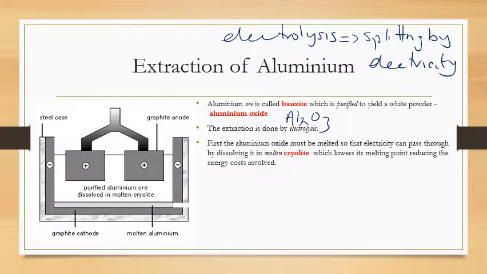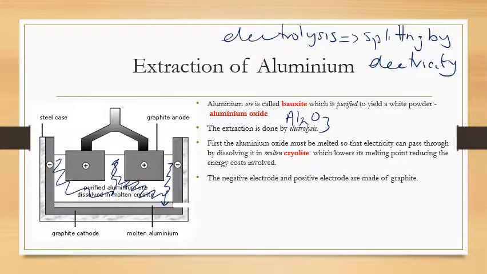Okay, and there's the diagram there of what's actually happening. You've got your graphite anodes, okay, because graphite carbon's not very reactive, and you've got purified aluminium ore dissolved in molten cryolite as a liquid, okay, all around here. Okay, it's all dissolved aluminium ore and cryolite. And you've got the molten aluminium basically falling to the bottom as the electrolysis process occurs.